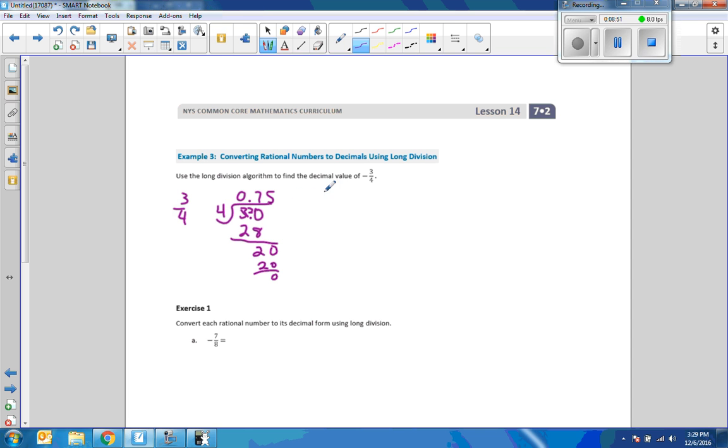So if 3 quarters is 0.75, then negative 3 quarters equals negative 0.75. Okay.